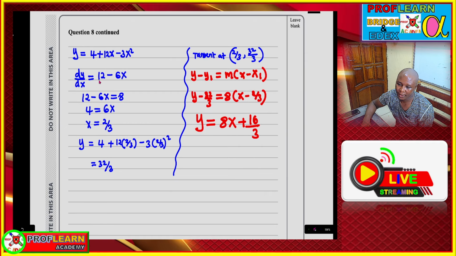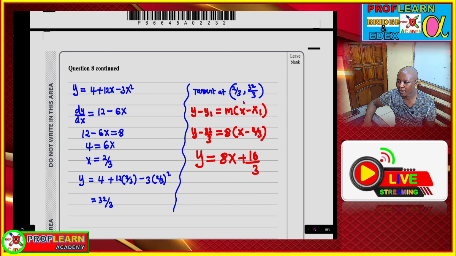So I did dy/dx of the curve, then I got the expression as 12 minus 6x, and then I equated this expression to 8 because the gradient of the curve is equal to 8, or the gradient of the line is equal to 8. Then our x coordinate will be 2 over 3. Now with 2 over 3, we can substitute it into the curve equation, and then we get the value of y. So the tangent passes through that point, then we could now go ahead and find the equation of L2.